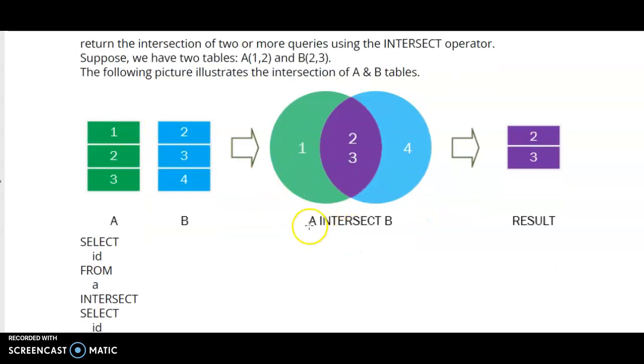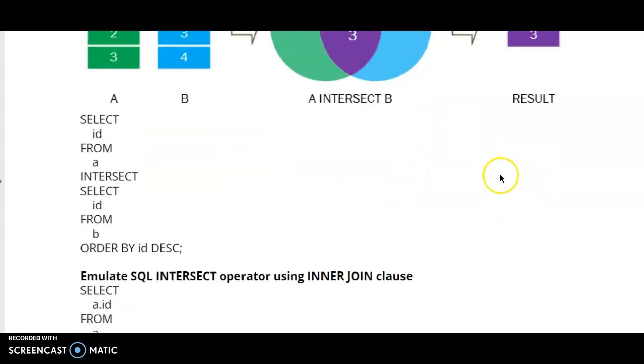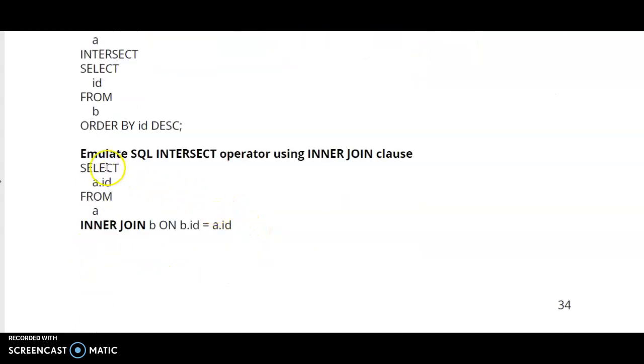In the intersection, A intersect B will show only the distinct common values, 2 and 3, in the result. These are the queries. Select ID from A intersect select ID from B order by ID descending.